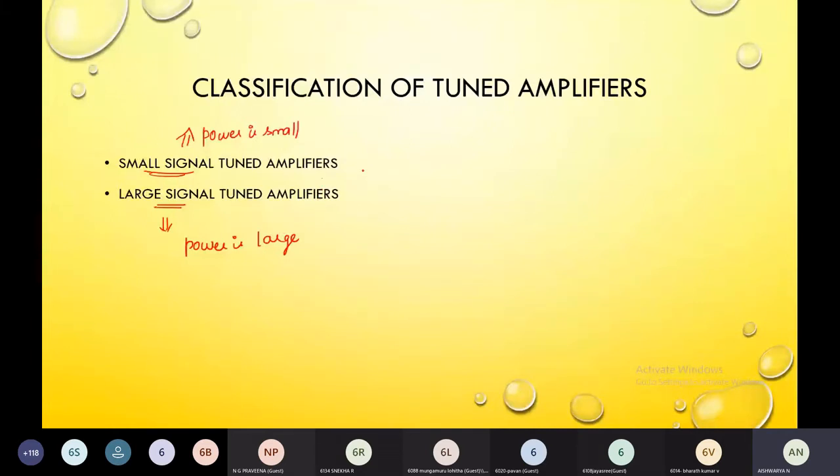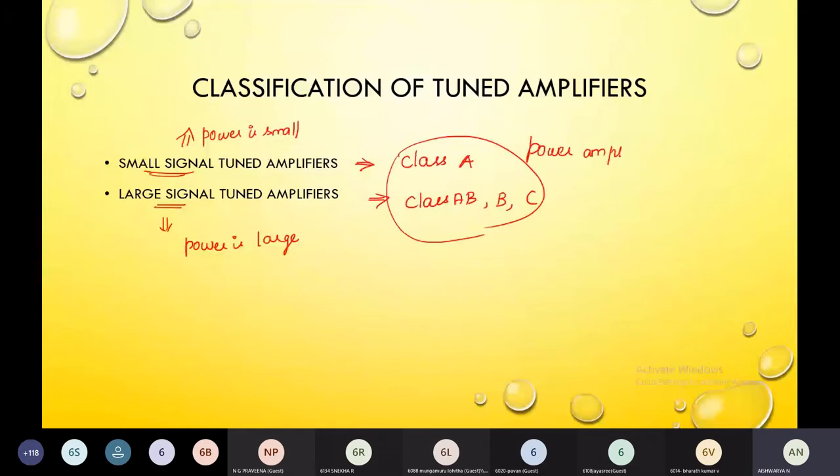Okay. So for small signal amplifier, you will use your class A amplifier. And for large signal, you will have your class AB, B, C. Generally, all these amplifiers are called power amplifiers. You will study them in your 5th unit. And for small signal tuned amplifier, your class A will work. And for large signal, you have your class A, B, B, and C. Simply, you have to know what the classifications are, and the detailed explanation will be given in your 5th unit. Okay.